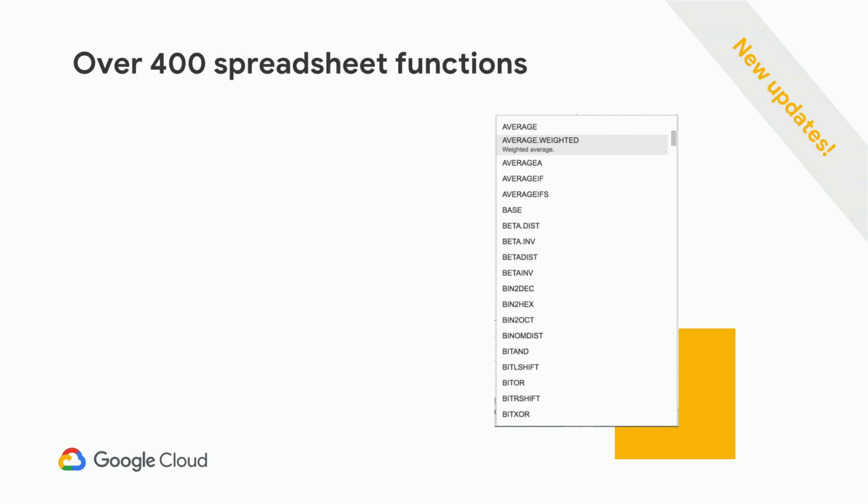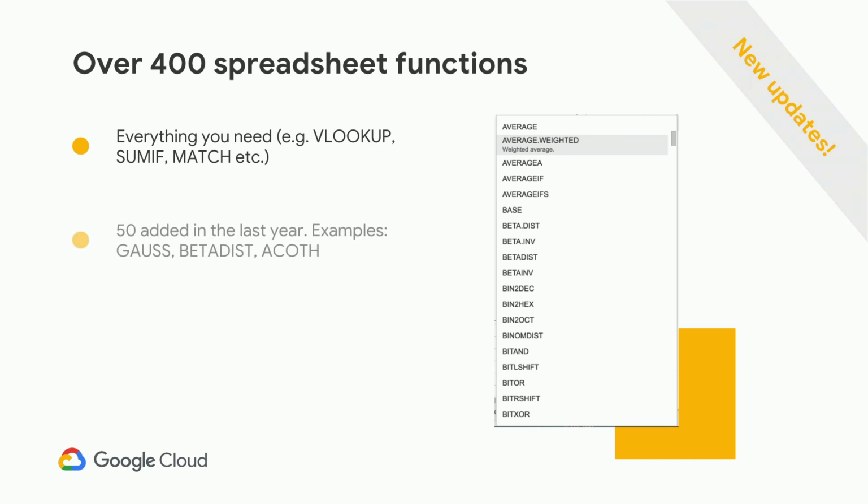Now, Sheets has over 400 spreadsheet functions, some of them listed on the right there. We have everything you can probably think of. We have all the basics, VLOOKUP, SUMIF, match, etc. We've also added a bunch in the last year, some of the more complicated ones you see on the screen there, statistical functions, etc. We've even added functions that are unique to Sheets, things like average.weighted, which does a weighted average.